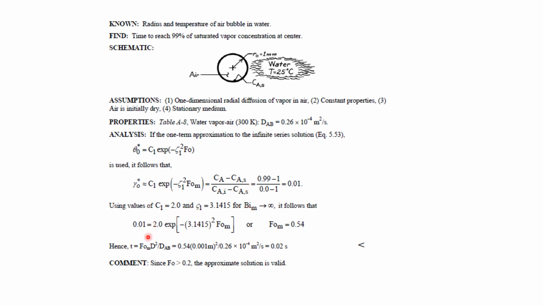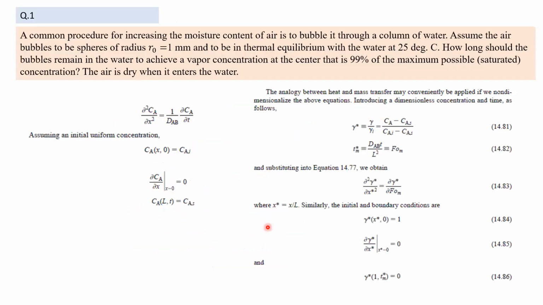So just substitute those values. 0.01 is here. Then 2, that value is here. And that zeta 1 value is here. From that, you will get the Fourier number based on mass transfer. So previously, I have said Fourier number based on mass transfer. What is it? It contains a DAB T by L square term. Okay. So we need to determine the time. So the unknown factor is this time. So from that, we will be getting it.